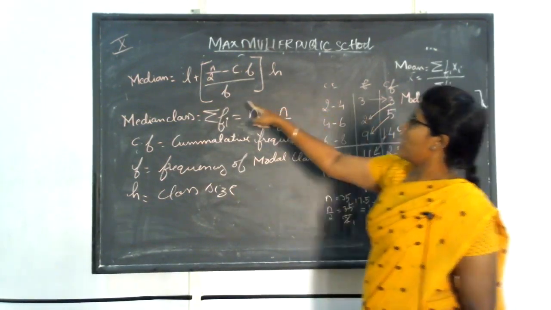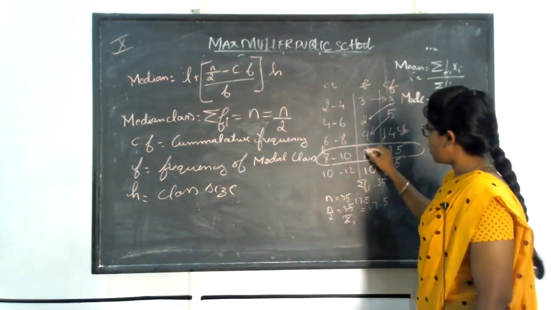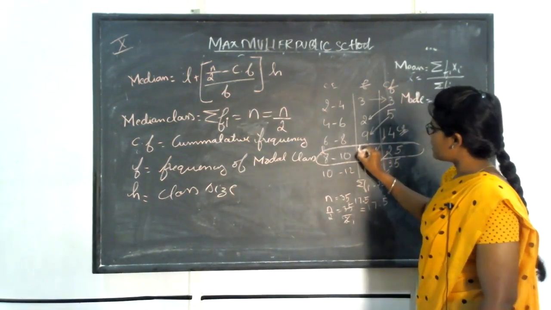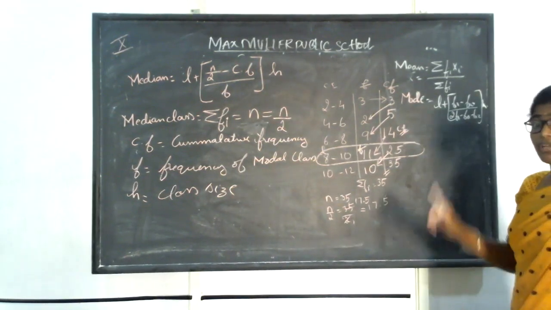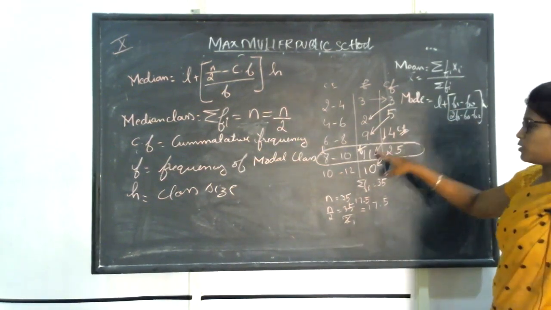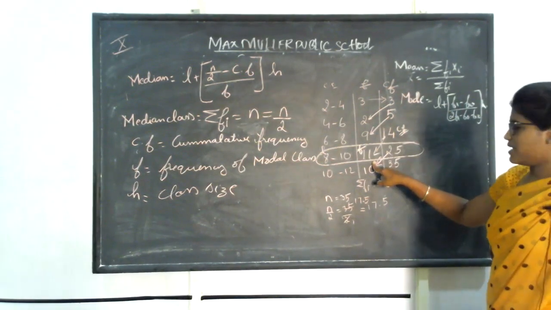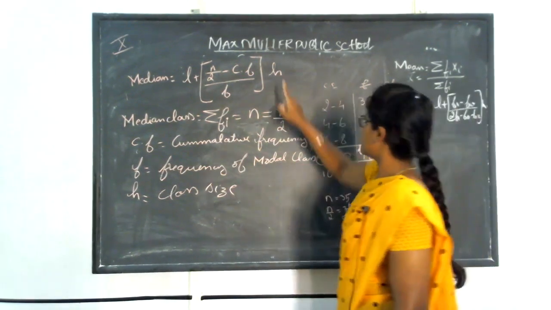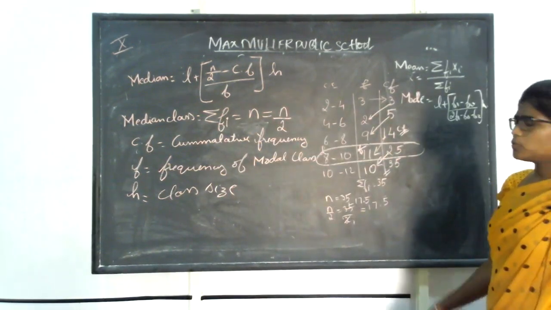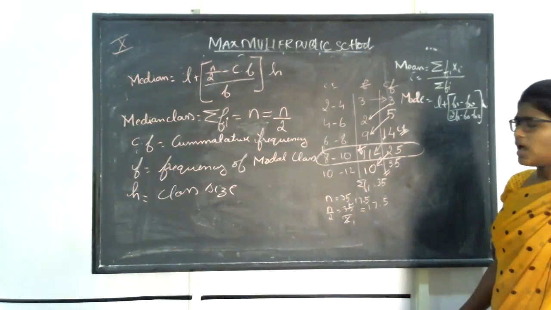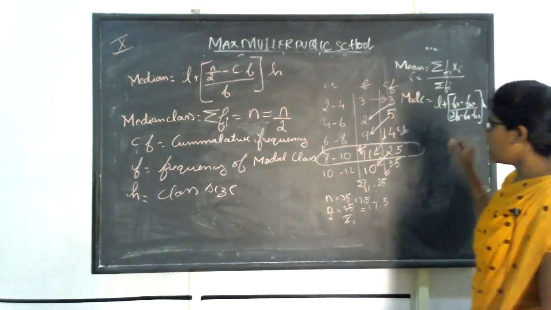Then F. What is F? F is the frequency of the median class. Wherever the frequency is, that frequency you are going to take, like F1 in your mode. Here you take it as 11. Then h is, as usual, the class size. 10 minus 8 is 2, so the class size is 2. Clear? Understood? Let us solve it.